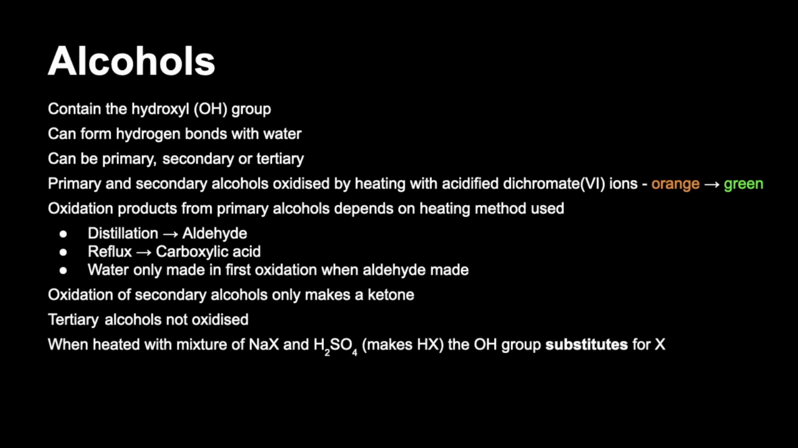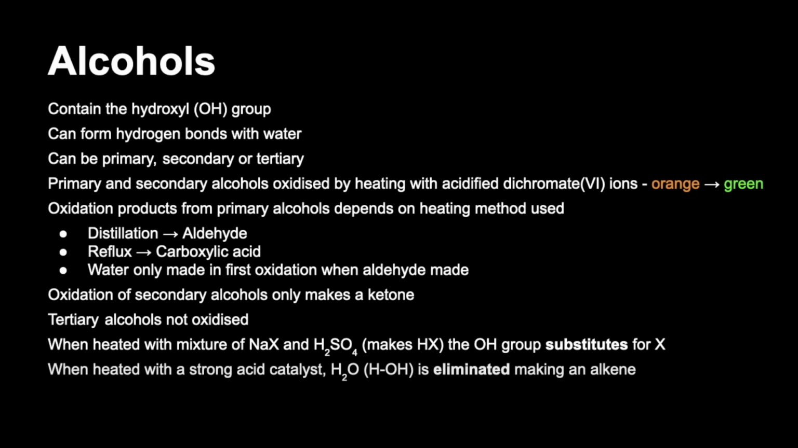When you heat an alcohol with a mixture of a sodium halide and sulfuric acid, it's going to make hydrogen halide, and then that reacts with the alcohol, and the OH group, the hydroxyl group, is substituted by whatever the halide is. When you heat an alcohol with a strong acid catalyst, H2O, I always tell my students to think of it as HOH, is eliminated and that makes an alkene.